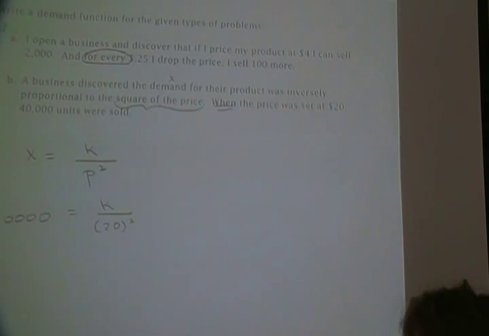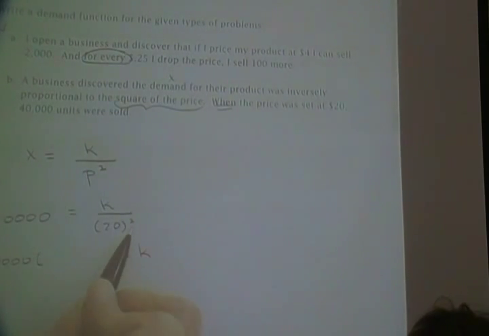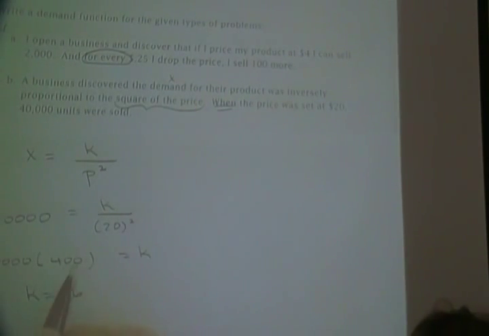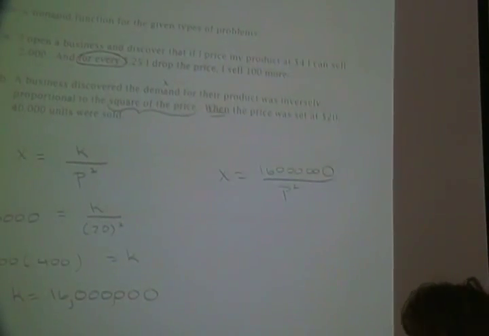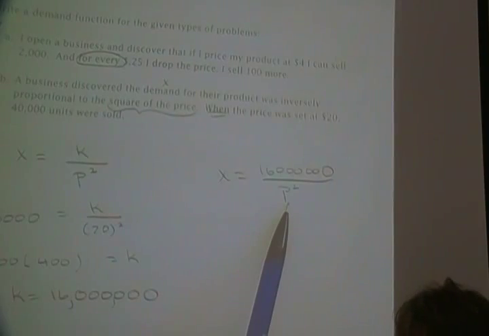That helps me figure out what K is. K is 40,000 times 400 when I square 20, because I have to make this 400, multiply both sides by 400. So K is 16 with 1, 2, 3, 4, 5, 6 zeros. 16 million. So X equals 16 million all over P squared. That is a demand function. It's a function relating units and price.